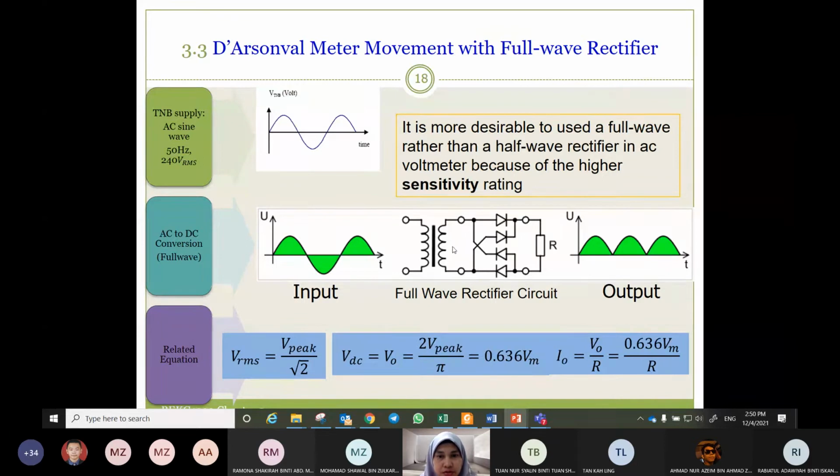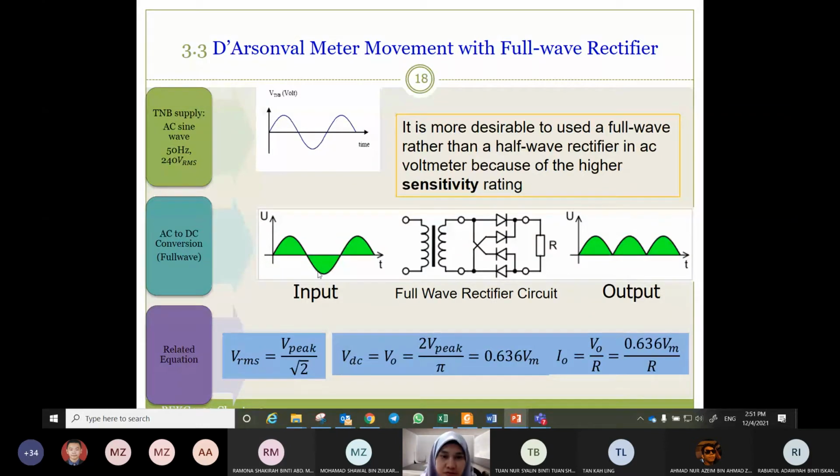And then we add a full-wave rectifier circuit. In a full-wave rectifier, we have 4 diodes. Have you learned about full-wave and half-wave rectifier? I think you have learned it in the principles of electric and electronic subject, right? Yes. So this is the output for the full-wave rectifier circuit.